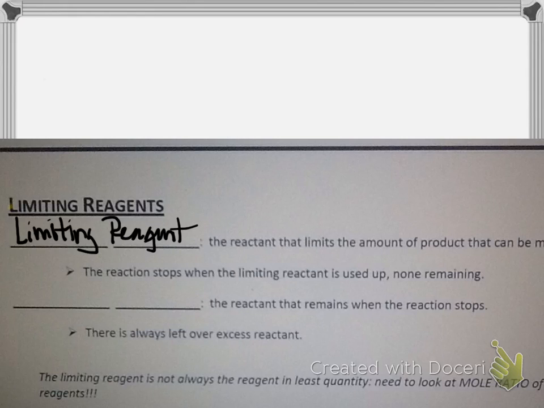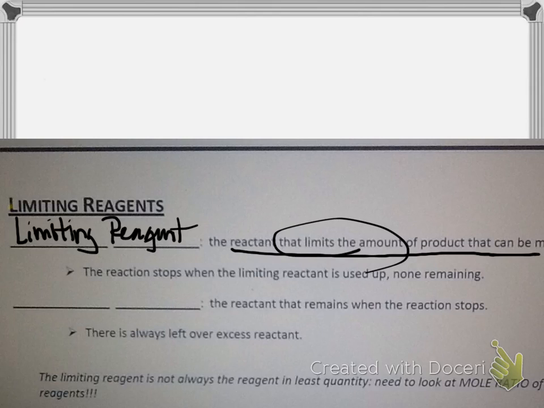What is a limiting reagent? It's the reactant in a balanced chemical equation. So how much of the reactant that you actually have in that equation limits the amount of product that can be made. Like the cheese in the previous example. You had hardly any cheese, so it limited the amount of sandwiches you could make. So the limiting reagent limits the amount of product that can be made.